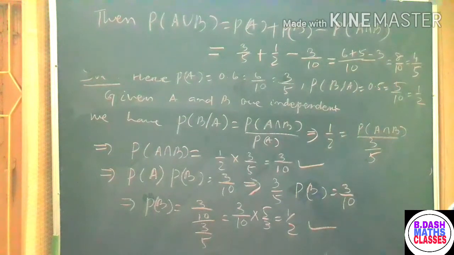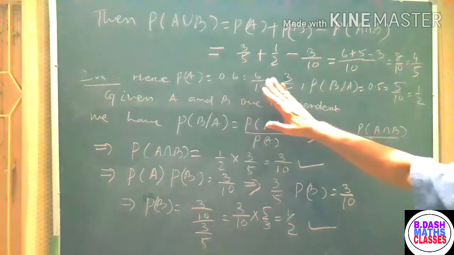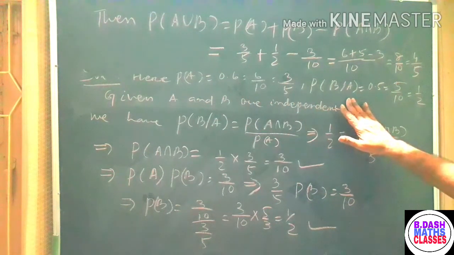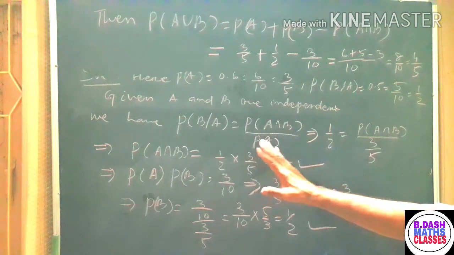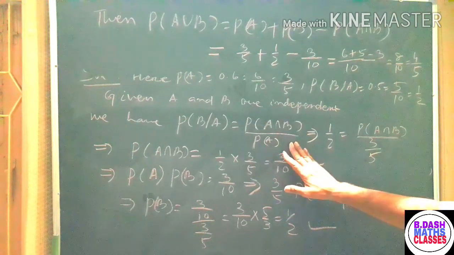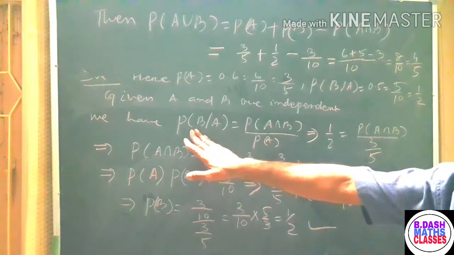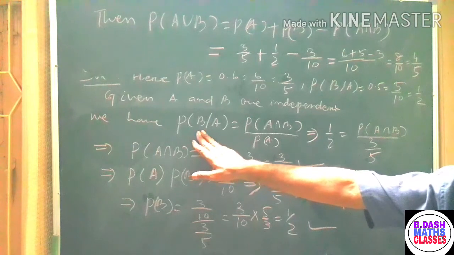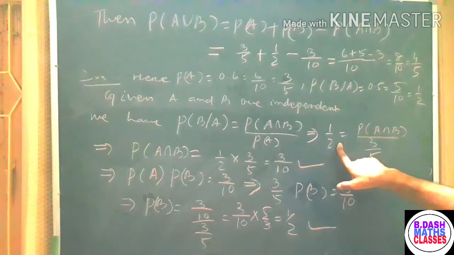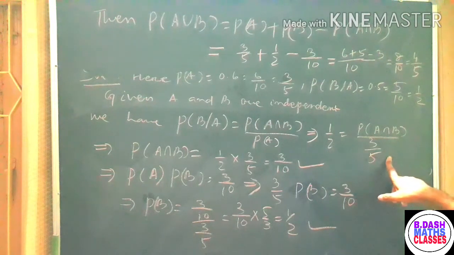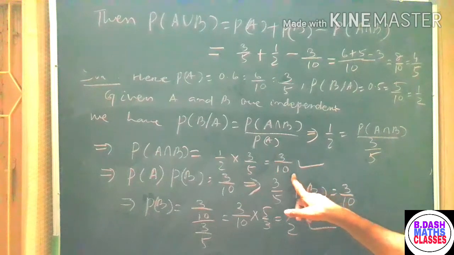So the solution is, here P of A is 0.6, 3 by 5, P of B given A is equal to half, A and B are independent, so P of B given A we know is P of A intersection B by P of A. This is conditional probability. We are interested in the event B, the probability of B when A has occurred. So this is the value given for P of B given A, and P of A is given, from which we are getting P of A intersection B is 3 by 10.